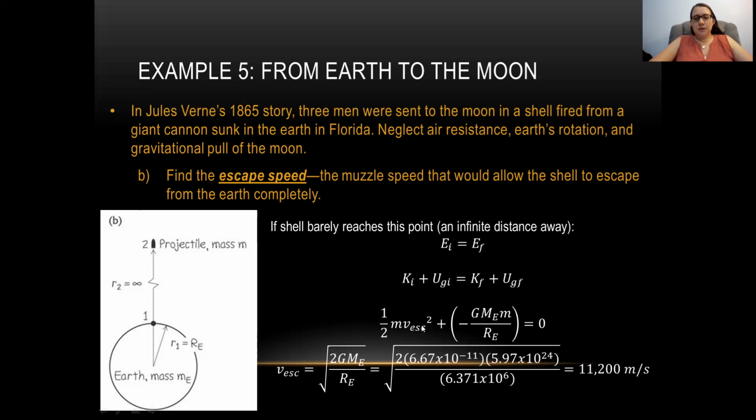Okay. So when we rearrange our equation to solve for escape speed, we get this equation right here, which is actually a very significant equation. This is one that I would definitely recommend that you write down on an equation sheet. The square root of 2 times G times the mass of the Earth divided by the radius of the Earth. Okay, this is our escape speed equation. And that works out to be 11,200 meters per second, which is 25,000 miles per hour.